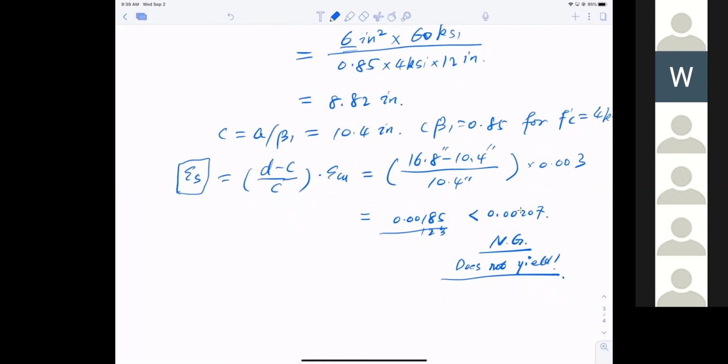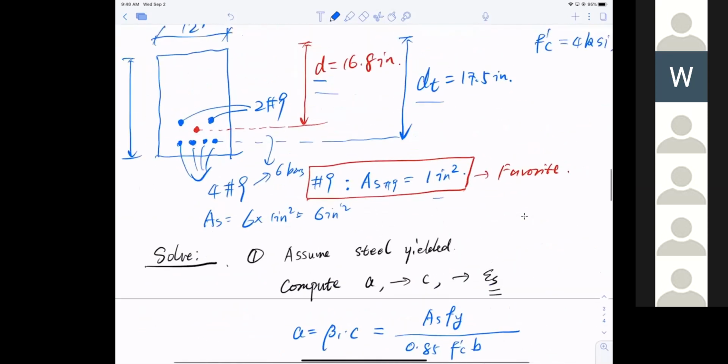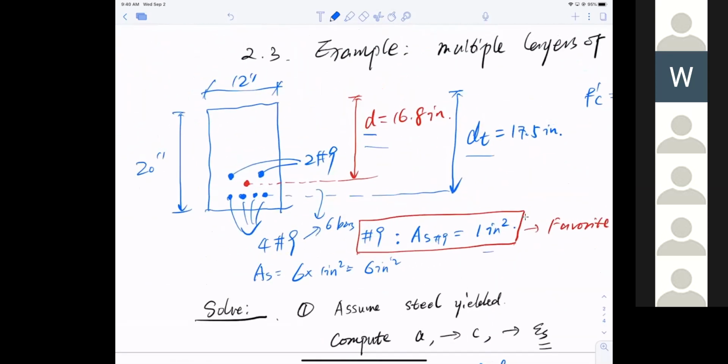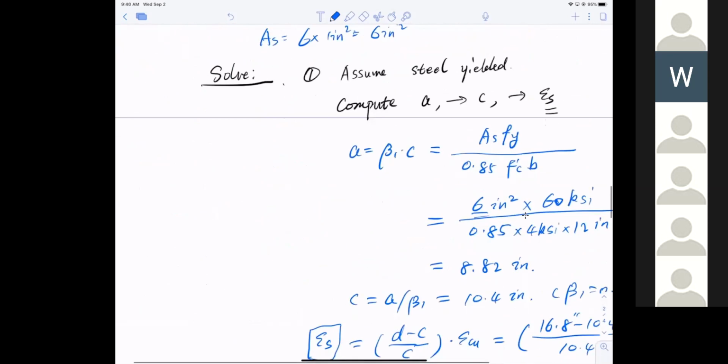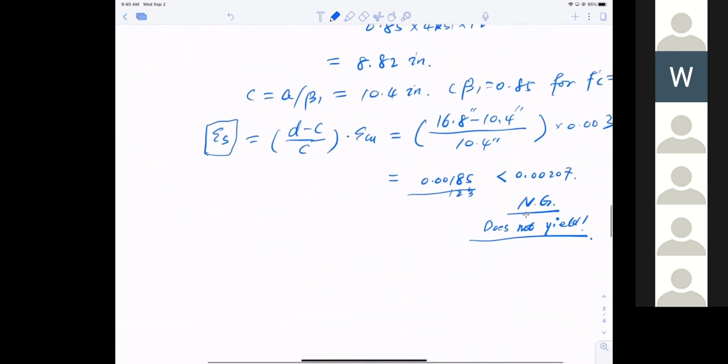Now, if we were in a design session, we would just replace our reinforcement to make it yield. However, we were given the section, and the section is locked. We're here just to do the analysis, okay? So there's no way for us to redesign it. So we just have to use whatever we have. So we finished the first step and know that it does not yield.